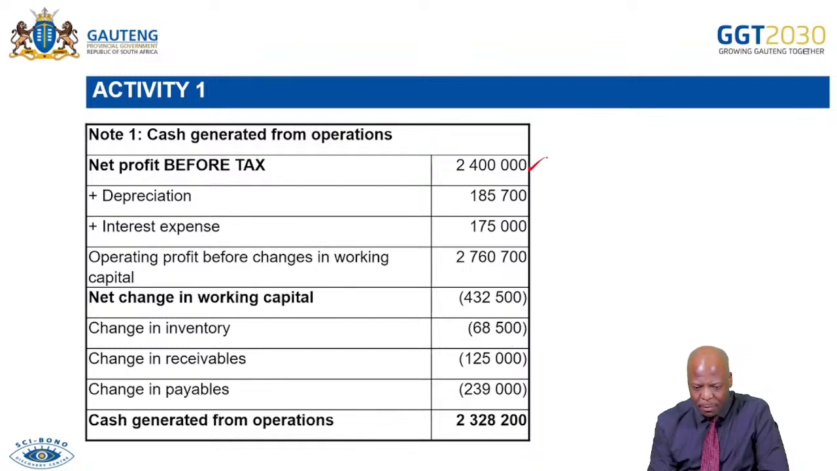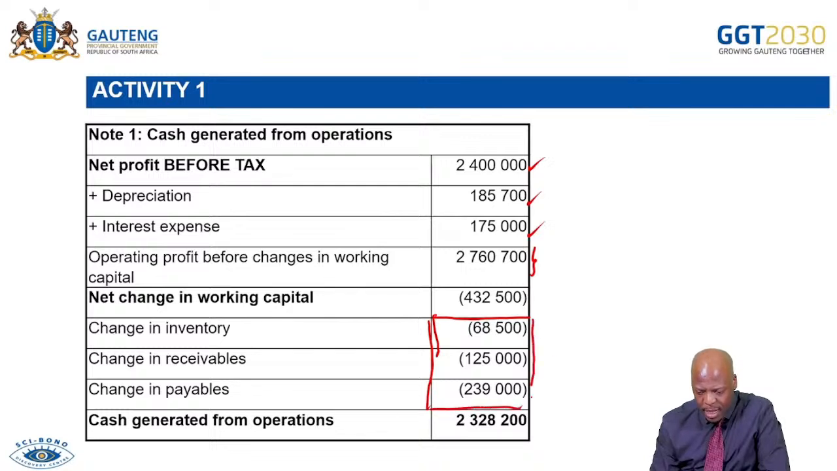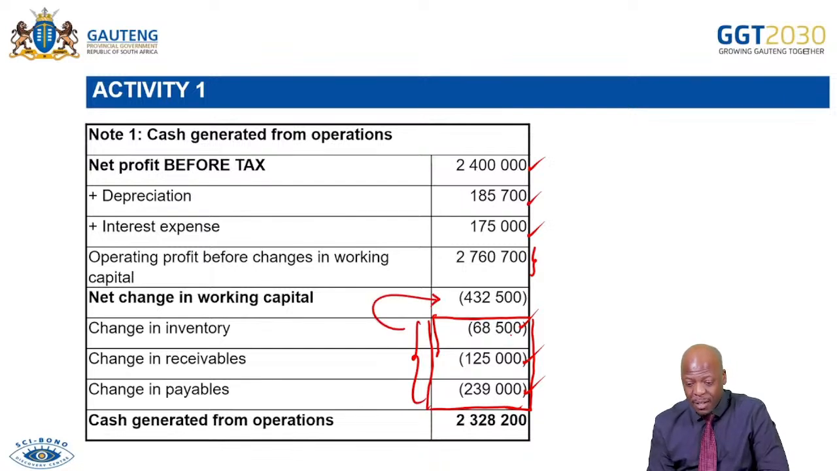Once I am done with this part, then we can wrap up the entire question now. So remember, we started with net profit before tax, and then we added our depreciation, we added our interest expense, and then we got our operating profit before changes in working capital. Then we came to the changes in working capital. We started with inventory, whereby it was an increase in inventory, cash outflow. And we came to our receivables, whereby we had an increase in receivables, cash outflow. Then we came to our payables, where we had a decrease in payables. We paid our debts, decrease, cash outflow as well. Then we add these three amounts, then they give us the 432,500.